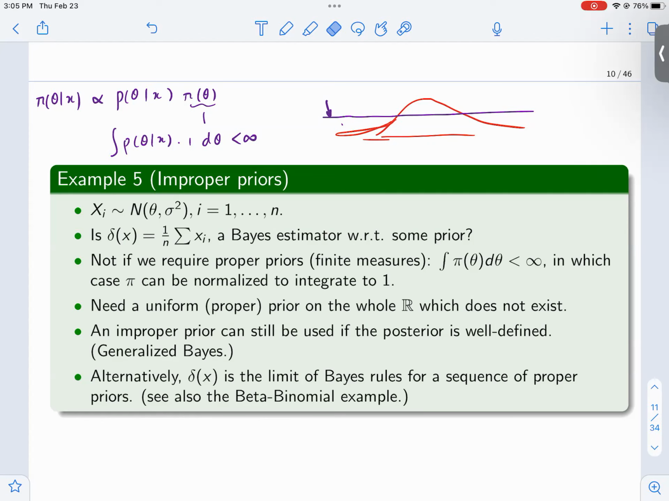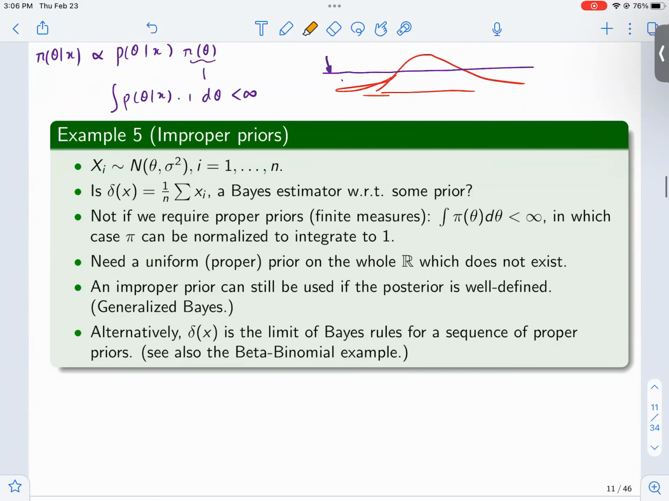Sometimes you can come up with a prior that doesn't integrate to something finite. If it integrates to something finite, you can always normalize it to get a probability distribution. But if it doesn't, it could still be that the posterior integrates, pretending that that formula holds, and then you would get some sort of posterior that you can work with. I assume true Bayesians wouldn't use these, but they're just there.